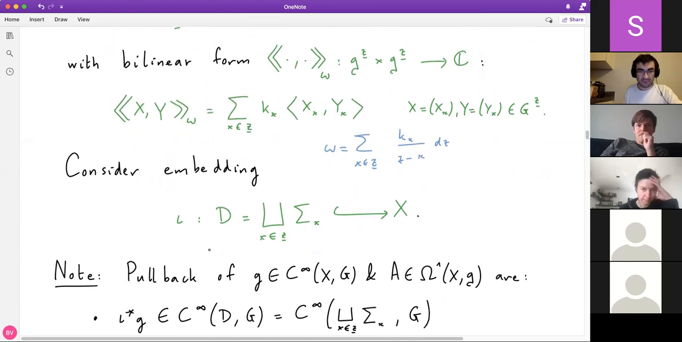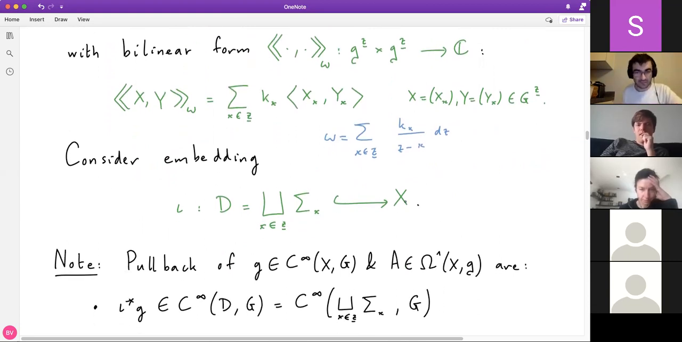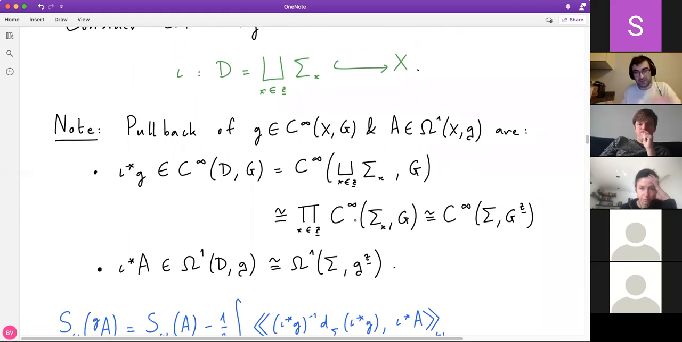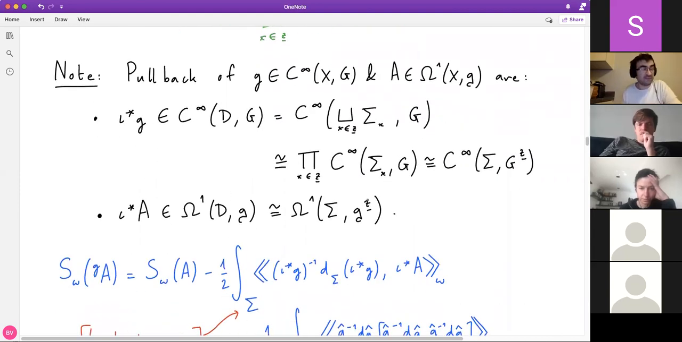And then I have this embedding of the surface defect, or copies of the surface defect, into the full space. The crucial thing to note is that if I pull back a function on the total space to the surface defect by this embedding, for example, if I take the group valued field G, then pulling it back to the surface defect, what I get is just various copies of G valued functions on sigma. So in fact, what I have is just a function on sigma valued in the defect group. I can interpret it as a function on sigma valued in the defect group. And similarly, if I pull back a Lie algebra valued one form on X, what I get is a defect Lie algebra valued one form on sigma.